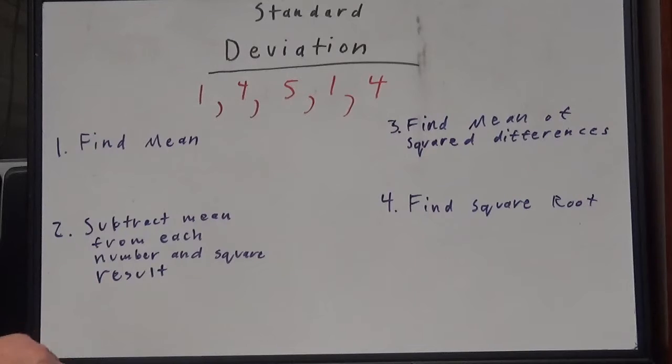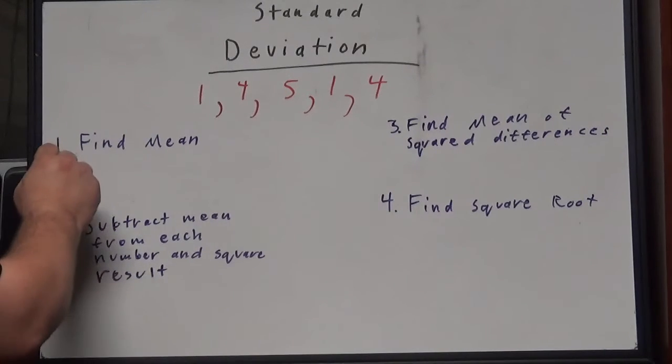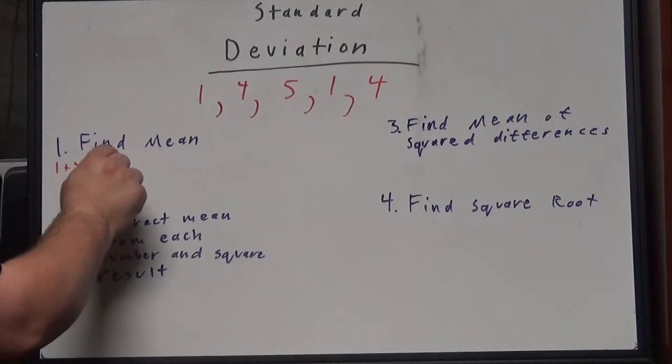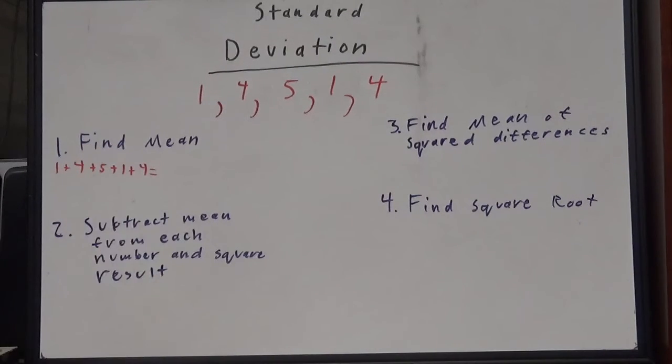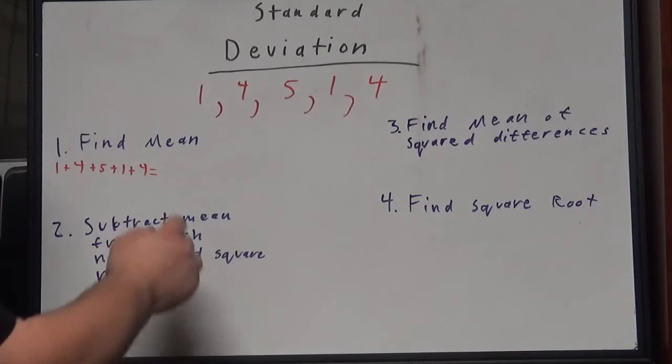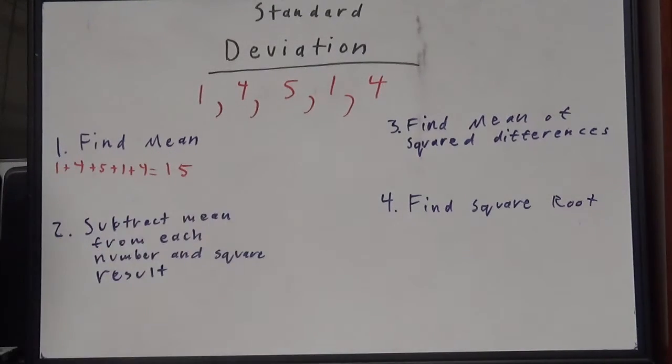So I'm going to do 1 plus 4 plus 5 plus 1 plus 4. Of course, you add those together, you'll get 15. Again, that's something you do in your head. The problems you have will typically have a lot more numbers, and you may have bigger numbers. Again, it doesn't matter. Just use your calculator.